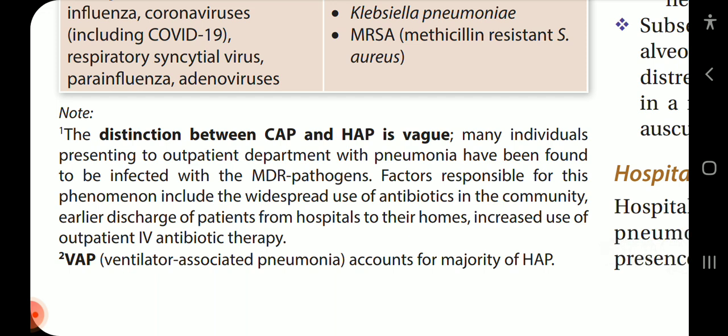Note, the distinction between CAP and HAP is vague. Many individuals presenting to the outpatient department with pneumonia have been found to be infected with MDR pathogens. Factors responsible for this phenomenon include the widespread use of antibiotics in the community, earlier discharge of patients from hospitals to their homes, and increased use of outpatient IV antibiotic therapy. VAP, ventilator-associated pneumonia, accounts for the majority of HAP.